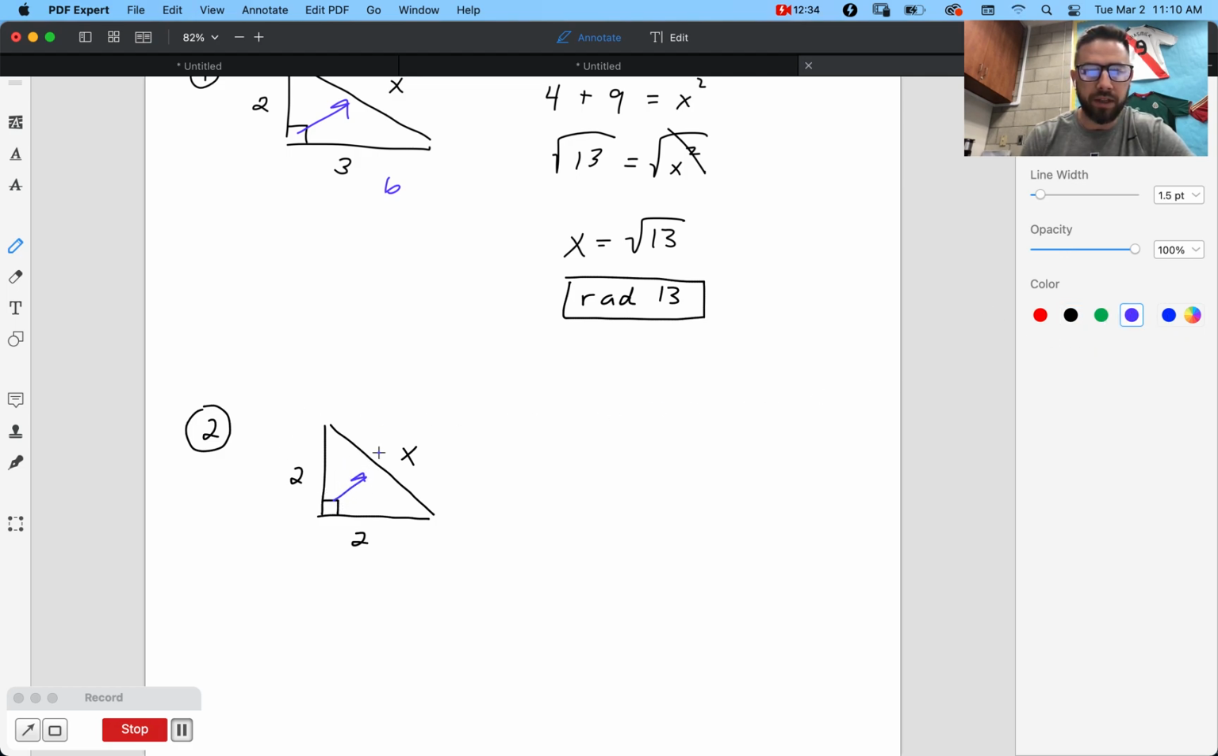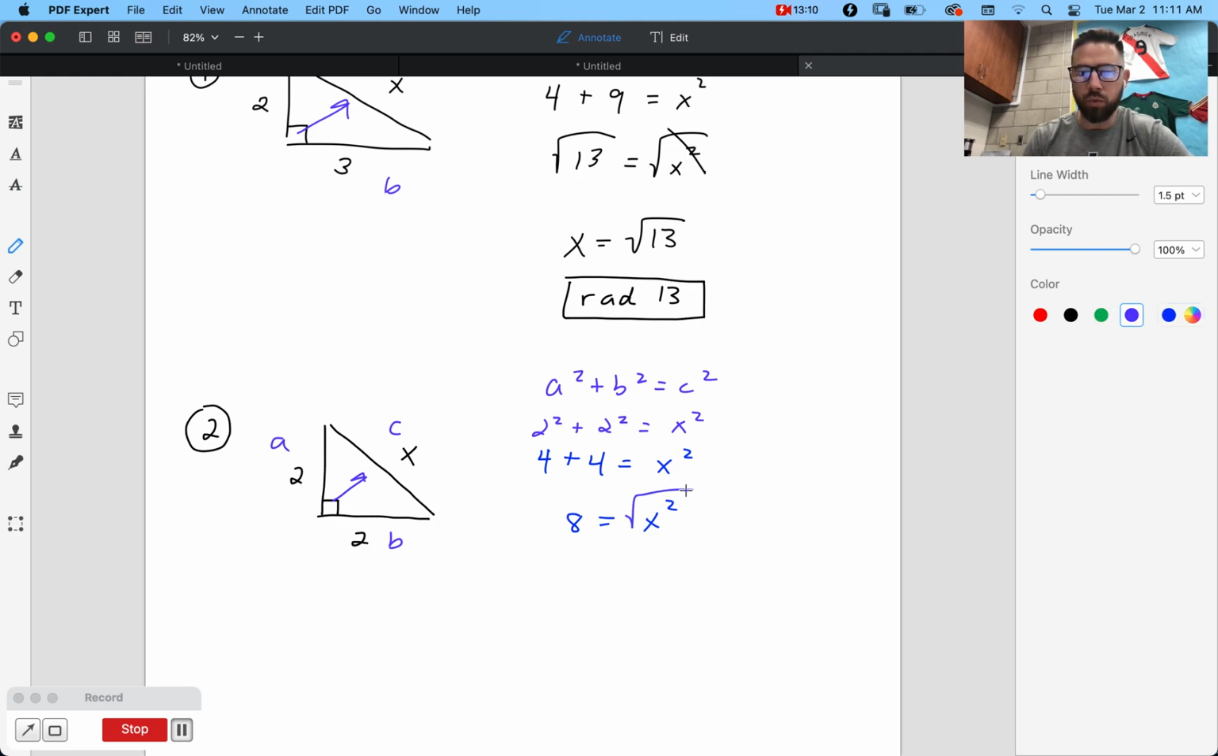All right, now we know this is C, which means this guy's A and this guy's B, or this guy's B, this guy's A, doesn't matter. Okay, so we say a squared plus b squared equals c squared. All right, and we plug them in. 2 squared plus, what's our b? 2. 2 squared equals, what's our c? X squared. All right, 2 squared is 4, plus 2 squared is 4, equals x squared. Okay, and then you get 8 equals x squared, right?